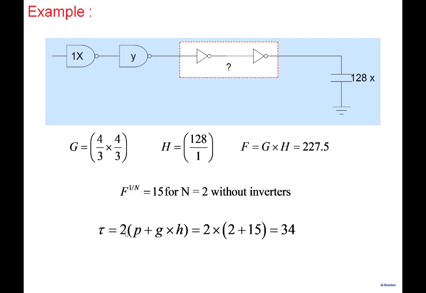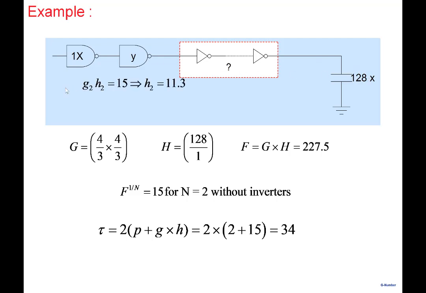Total delay will be tau times P plus GH. For a NAND gate, we normally take the parasitic delay as 2. So 2 plus GH, where GH is 15, gives 2 plus 15, 17, times 2, which is 34. So 34 is the overall delay you get with this circuit of 2 NAND gates connected to a capacitive load of 128x.